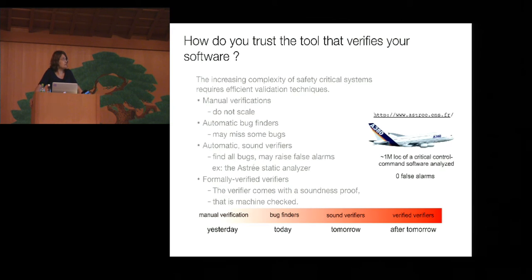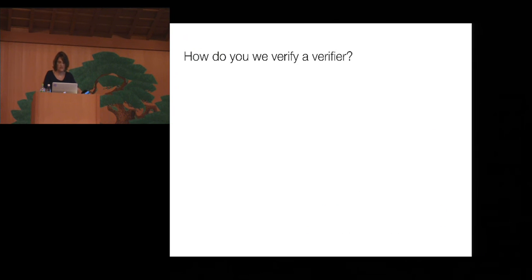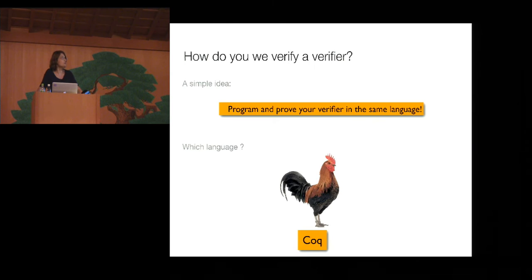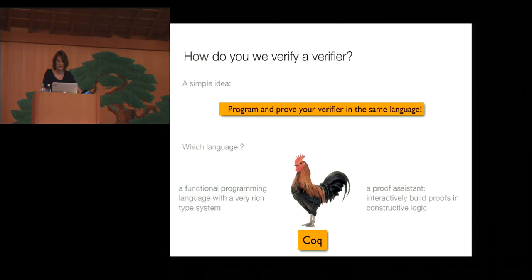An answer to this problem is to use formally verified verifiers that are developed using a proof assistant, so you get in the end the verifier and its soundness proof that is machine checked. So how do you verify a verifier? A simple idea is to program and prove your verifier in the same language. We use the Coq proof assistant. We can see Coq as an animal with two faces. On the one hand, Coq is a proof assistant, so you can interactively build proofs in constructive logic. And on the other hand, Coq is also a functional programming language with a very rich type system.